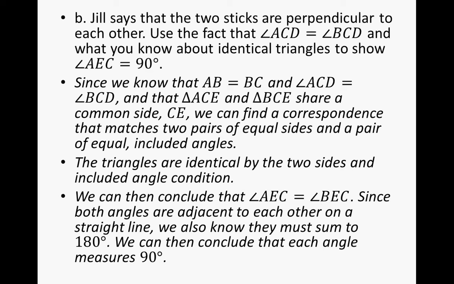Therefore, we can conclude that angle AEC is going to be equal to angle BEC, and since both angles are adjacent to each other and they are on a straight line, we also know that they must equal 180 degrees. Well, if that's the case, then both angles have to be 90. If they are both the same, one can't be more than the other. Therefore, two equal angles, 90 and 90, have to equal 180.